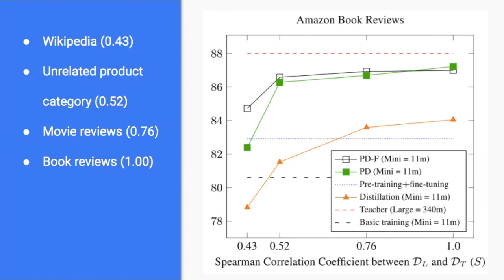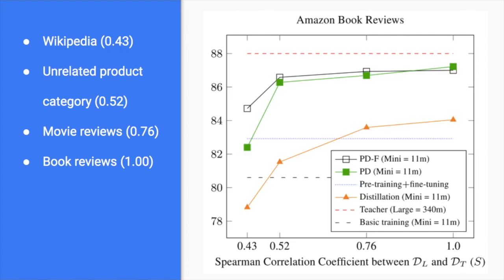Okay, so they use the Amazon book review as an example. First of all, they select Wikipedia, very general data, and they measure the domain similarity between Wikipedia and the Amazon book reviews, and the correlation coefficient is 0.4. Another is an unrelated product category. It's product reviews, but a totally different domain, and the similarity is higher, 0.5. Another is movie reviews. It's quite similar to book reviews, but just a related product, not exactly the same. The similarity goes higher, 0.76. And another is just in-domain data, book reviews as well.